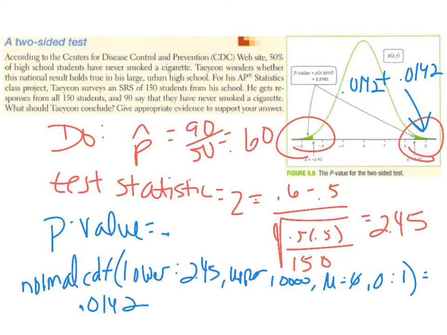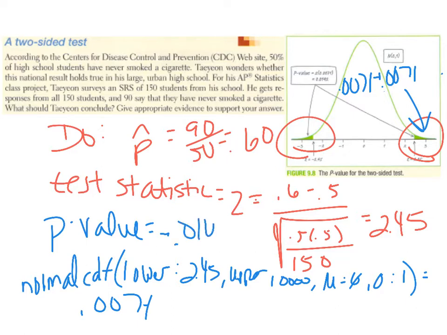I'm sorry, hold on. I was giving you wrong numbers. This one is, I apologize, 0.0071, and so that means I need to add those together up there. 0.0071, so I need to get that off the other side too, and that gives me a total p-value of 0.0142. So this is my p-value because it takes in both of those areas into account.